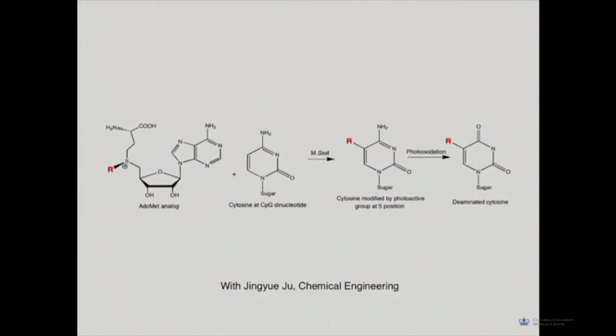So in collaboration with Jingyu Zhu in the chemical engineering department, we're developing a new method. Jing makes S-adenosylmethionine derivatives that, instead of delivering a methyl group, deliver a photoactive group to the 5-position of cytosines in unmethylated CpG dinucleotides. Then we irradiate with 350 nanometer light, and that causes oxidation. The chemistry is much more complicated than shown here, but there's a cycloaddition to make a cyclobutane ring with some photosensitizer attached, and it converts this amino group to a keto. So now when you sequence, all the unmethylated CpG sites in the genome will be sequenced as TpG sites.